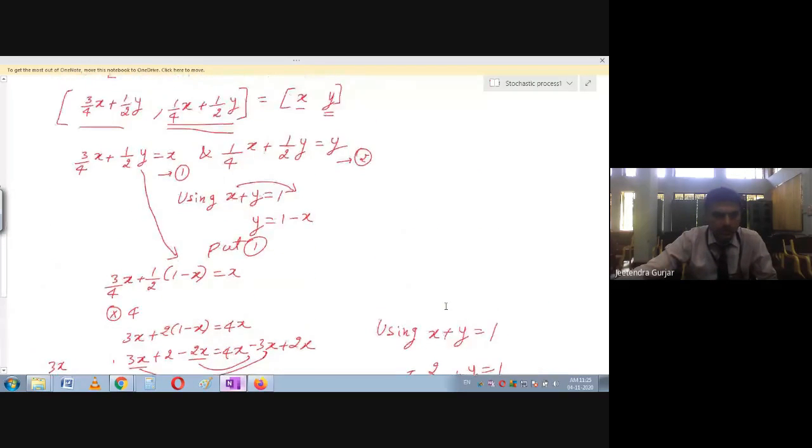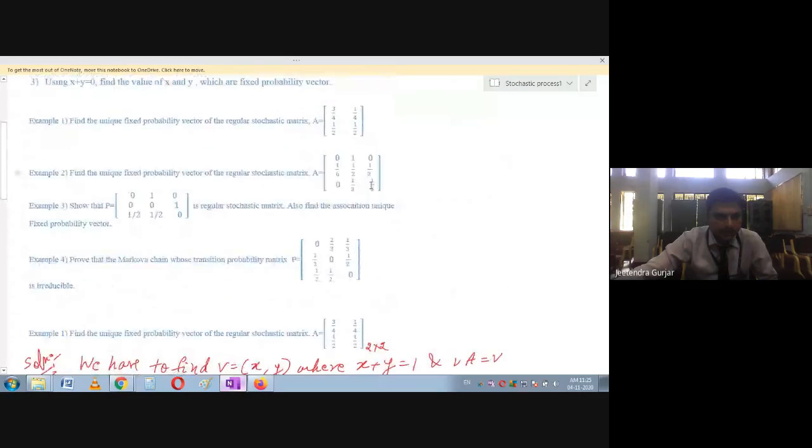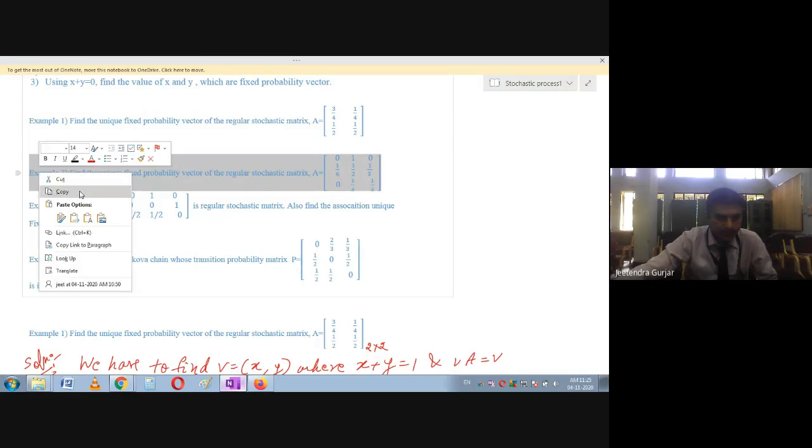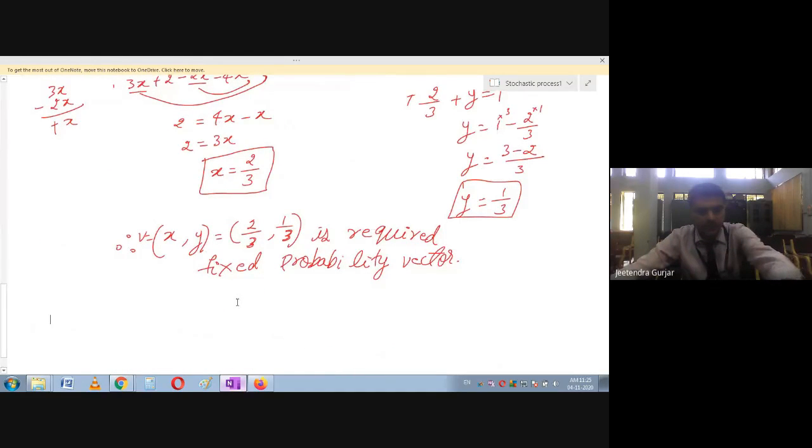Because you should be fast now. Okay, this is the first example. So try the second example, students. Please try the second example. I will also solve this example, but you should be faster than me now.